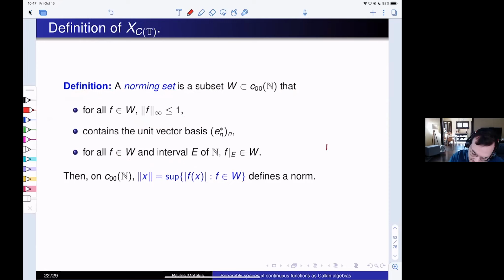So you take every f in W, and then you take an x in c00, and then you can define this action by the usual inner product. And now this is a well-defined action.